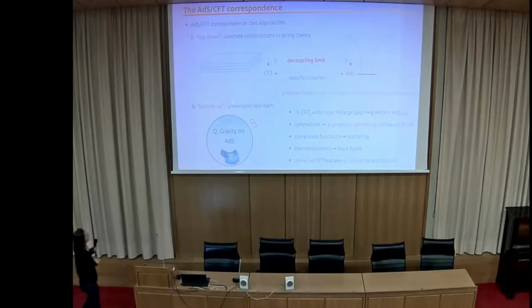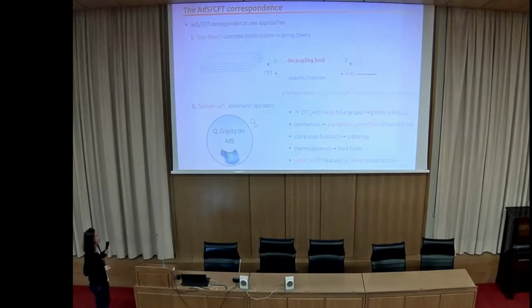The other way to think about AdS/CFT is bottom-up, whereby any CFT that satisfies certain requirements, large N, maybe large gap, should correspond to some theory of gravity in some higher dimensional AdS spacetime. And then the universal features of the CFT, its structure, are coded in the asymptotic geometry. So the CFT symmetries are asymptotic symmetries of the AdS spacetime. The correlation functions are related to scattering. Thermodynamics is encoded in black hole thermodynamics.